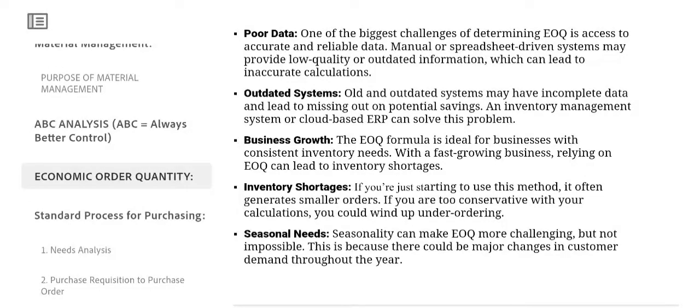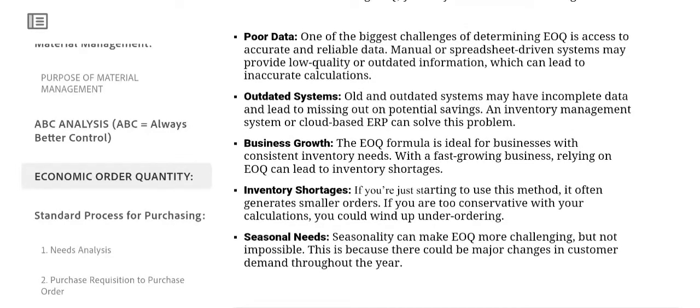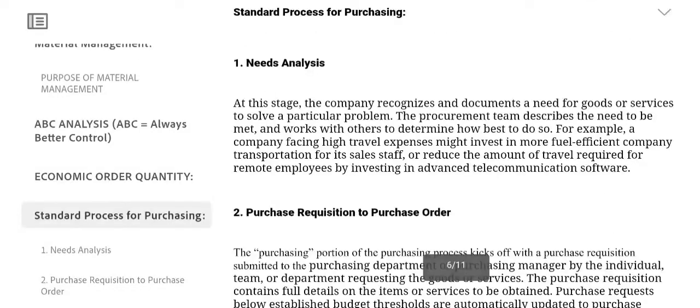Now after that, the main thing which we have to study is the standard process of purchasing. If you're working as a purchase manager somewhere, or with a purchase executive, what are the main processes that you have to follow as a purchase manager or purchase executive? So let's see those things.